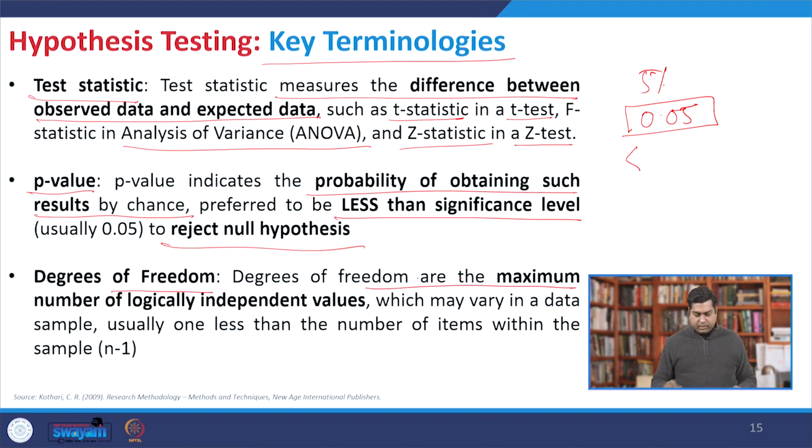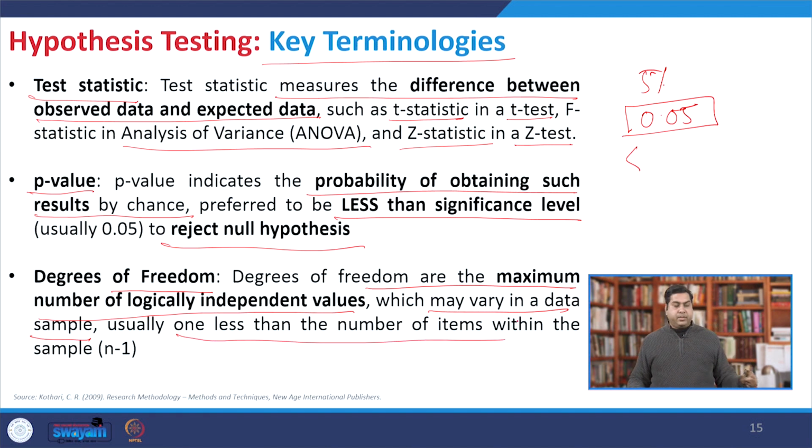Degrees of freedom are the maximum number of logically independent values which may vary in a data sample, usually one less than the number of items within that particular sample. So, if there are a total of n variables that you are going to measure, or n samples, in those cases you calculate it as n minus 1.